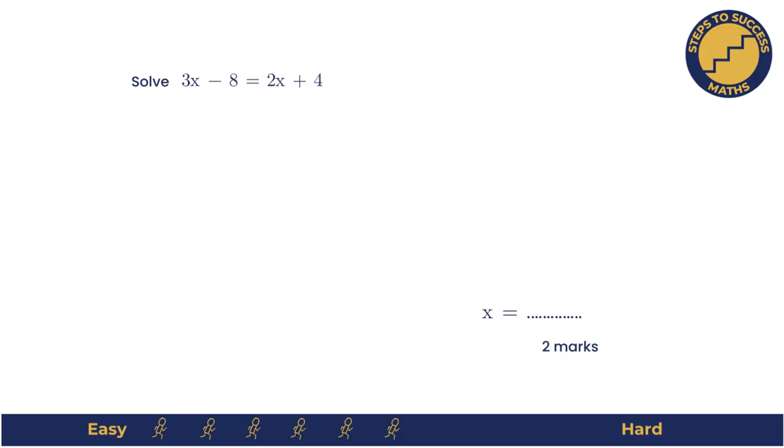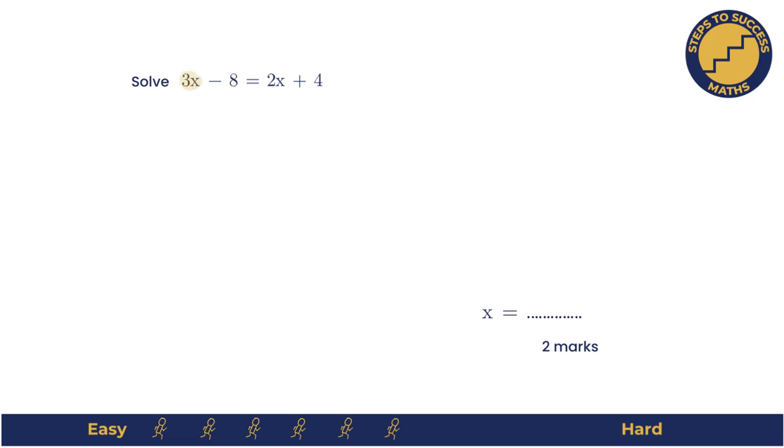Solve 3x minus 8 equals 2x plus 4. Okay, so this one doesn't have a bracket in it, but it's got an x on both sides of the equation. And in a minute, we're going to do one that does have a bracket in it, but first of all, let's make sure we can solve one that looks like this. So, when you've got x's on both sides, you need to choose the side with the most of them, or the most positive.